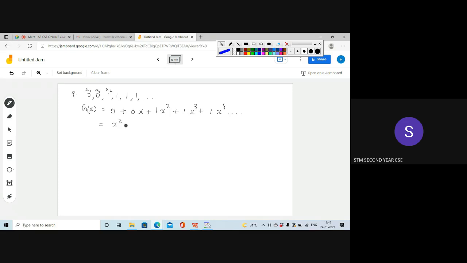x square plus x cube plus x raised to 4 plus etc. Isn't it? Please write it down along with me, okay? Now, how can we solve this? How will we find the generating function?